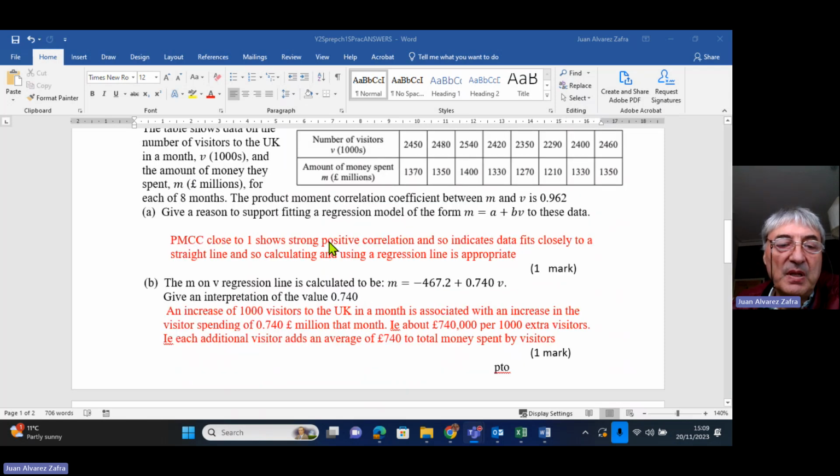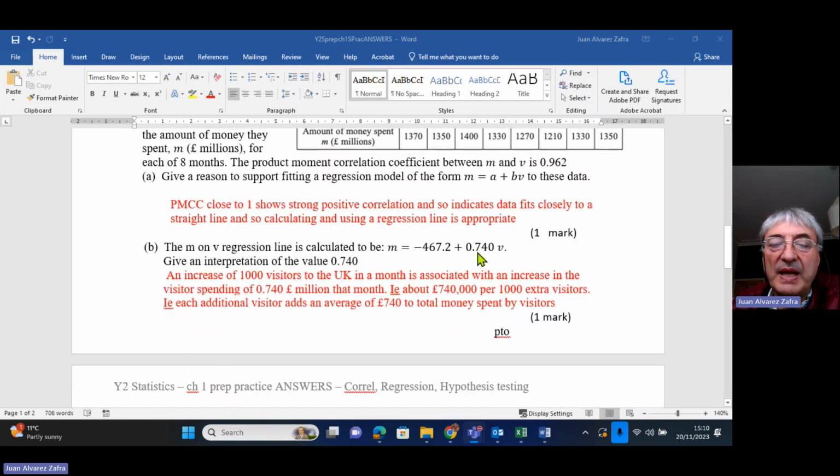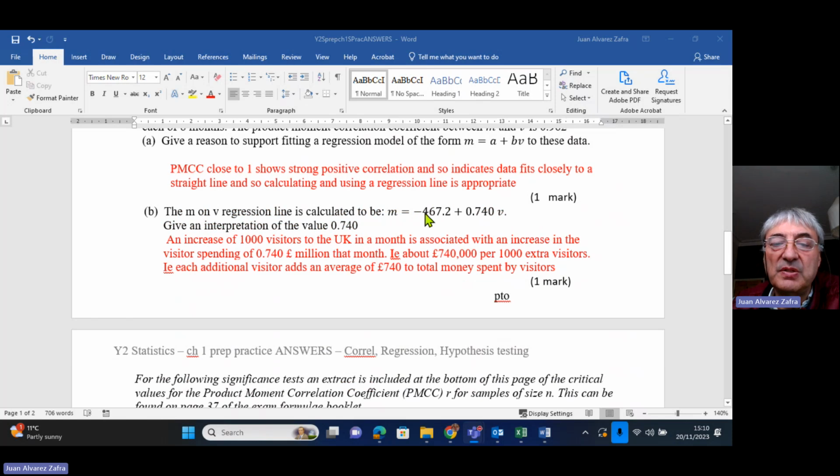And so it makes sense to fit a line of best fit if the data fits quite well to a straight line. The M on V regression line is calculated to be M equals minus 467.2 plus 0.74 V. Give an interpretation of the 0.740. Well, that is the gradient, which basically means, in general for dy dx, or y in terms of x, it's the increase in y as x increases by 1. So in this case, it is what we expect M to increase by if V increases by 1.